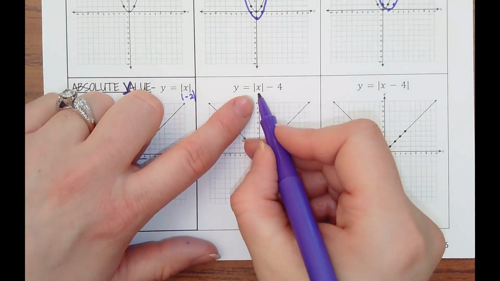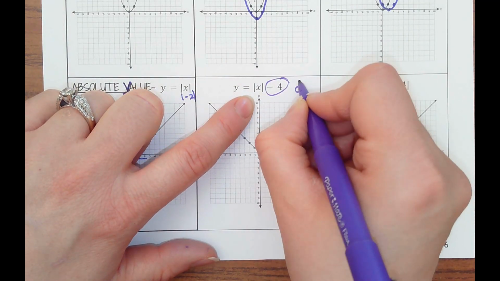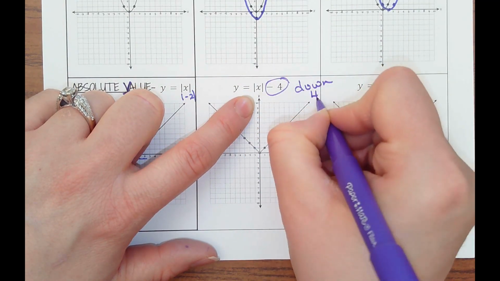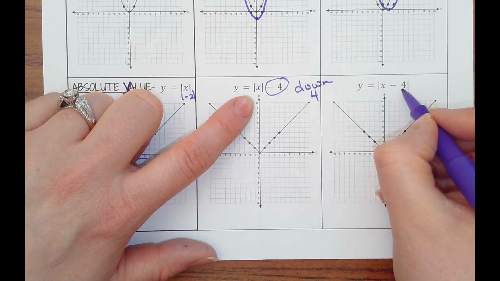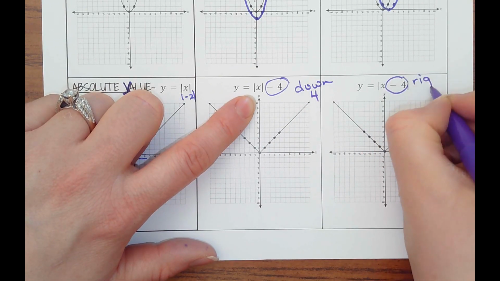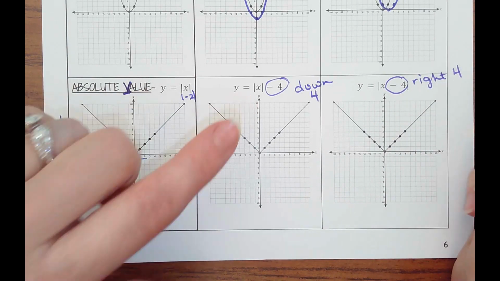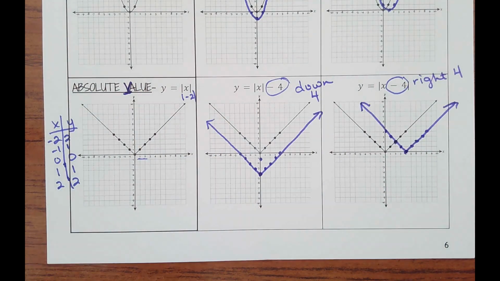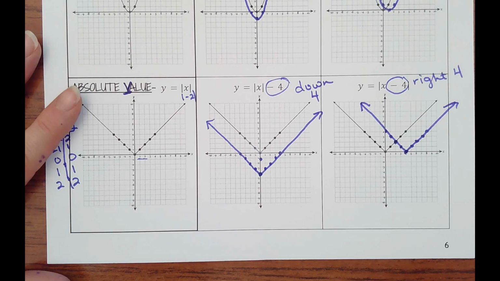So if I have absolute value of x minus 4, that went down 4. And if I have x minus 4 in the absolute value, it went the opposite of what it looks like, and it went right 4. So I'll let you pause it and go ahead and fix those graphs. And they would look like that.